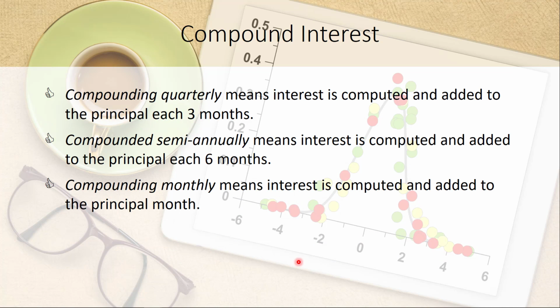For example, suppose that you are compounding quarterly. That means that your interest is going to be computed and added to the principal each 3 months. If you are compounding semi-annually, twice a year, that means that the interest will be computed and then added to the principal every 6 months. And if you are compounding monthly, the interest is then computed and added to the principal every month. How is the interest computed? It is computed using the simple interest formula that we talked about in our last section.